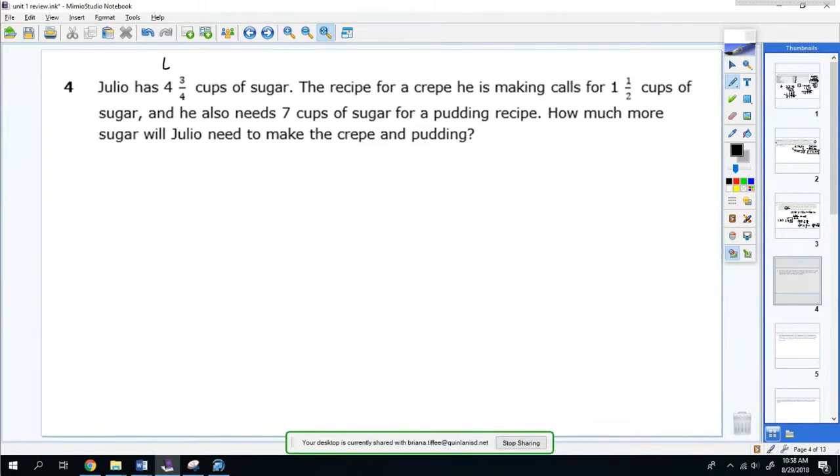Okay, so he already has 4 3/4, or 4.75, and he needs 1.5 cups of sugar plus another 7 cups of sugar for the pudding recipe. So what I'm going to do is take the 7 cups of sugar he needs plus the other 1.5 cups of sugar he needs, and that equals 8.5. So 8.5 cups of sugar is what he needs. He already has 4 3/4.